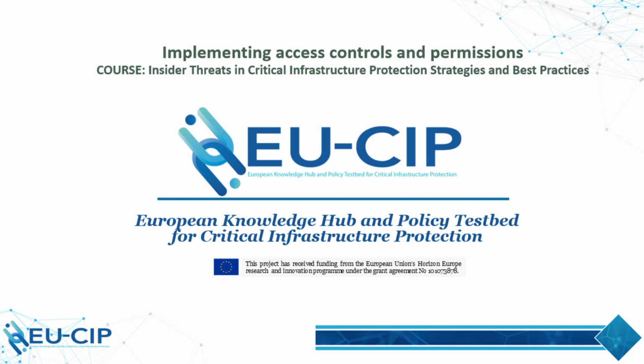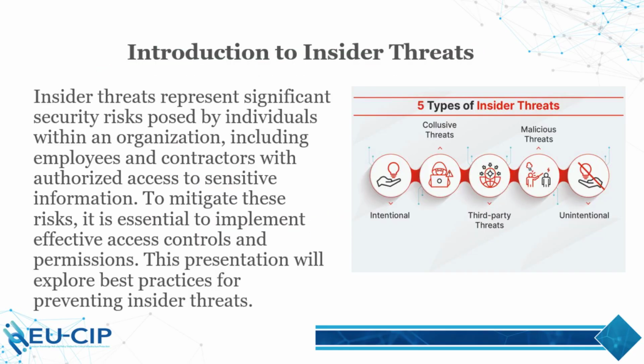Implementing access controls and permissions to prevent insider threats. Insider threats are security risks posed by individuals within an organization. These threats can include employees, contractors, or anyone who has authorized access to sensitive information or resources. To mitigate the risk of insider threats, it is crucial to implement access controls and permissions effectively.